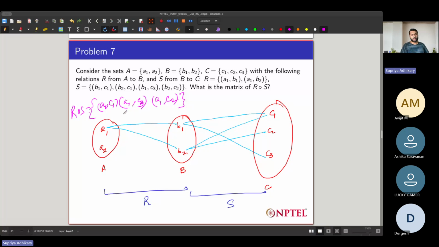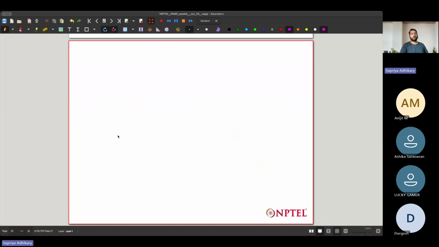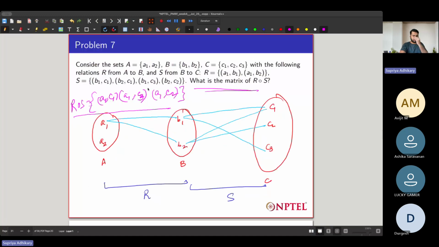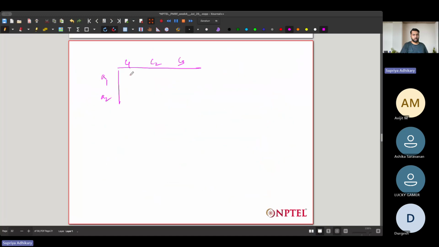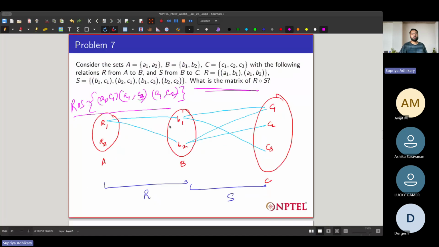Now, this was one way to find the composition, and since our ultimate goal was to find the matrix related to this, we can now draw the matrix corresponding to this one. So basically, we have a 2 cross 3 matrix, corresponding to A1, A2 and C1, C2, C3. A1 C1 is there, A1 C2 is there, and A1 C3 is there, and the rest of them are 0. So this is the matrix corresponding to the composition.